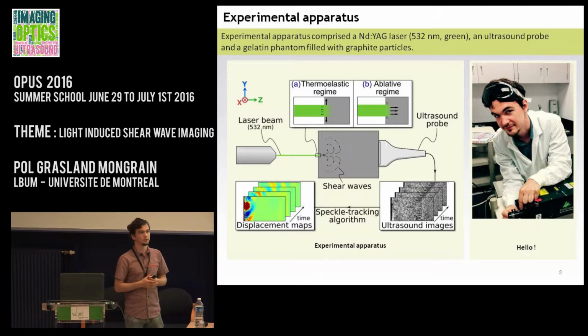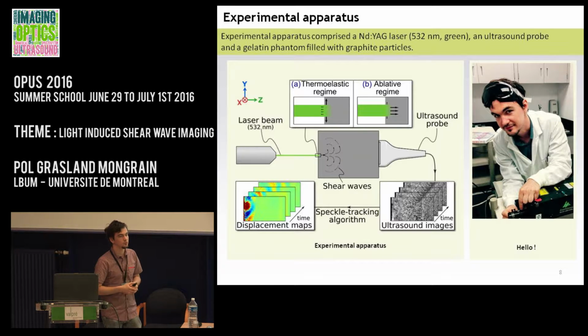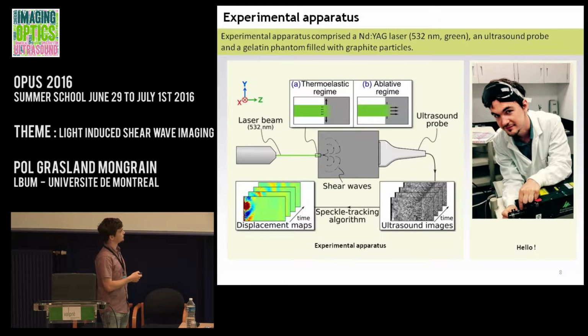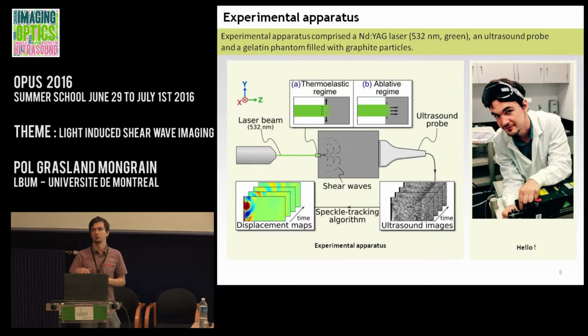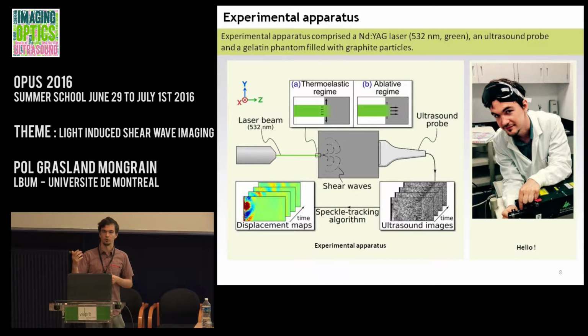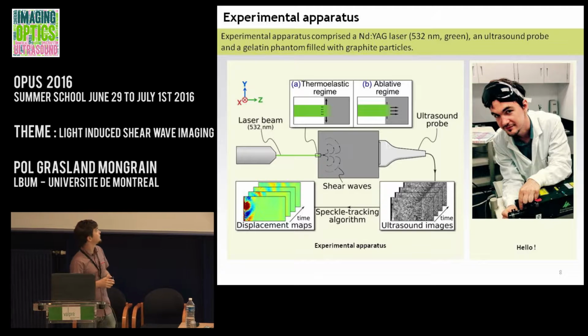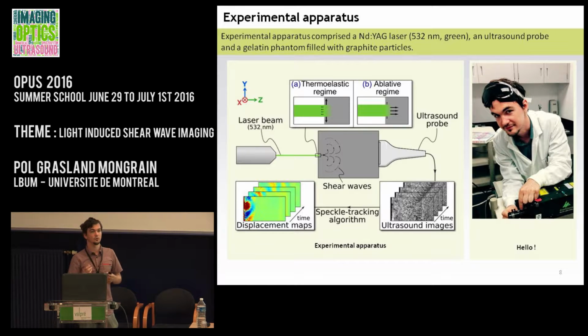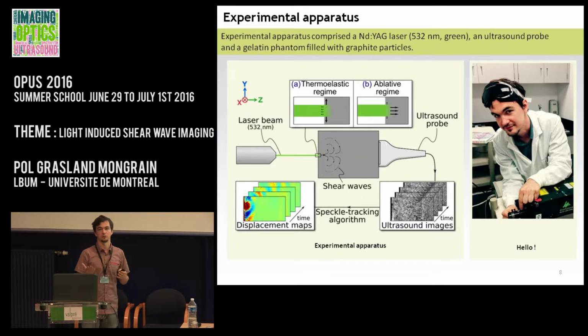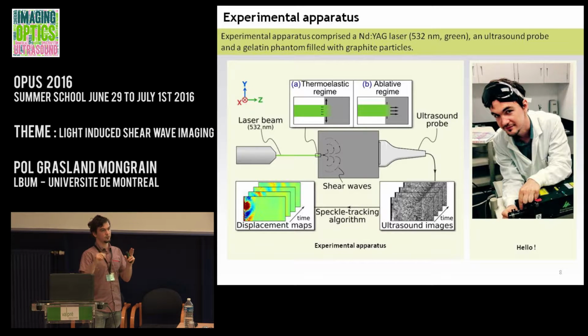There were some graphite particles. The graphite particles allow to have some speckle in the ultrasound image. Speckles are the small dots here. So we could find the displacement inside the phantom. And also the graphite particles were there to absorb the laser beam. If there were no graphite particles, the gelatin is transparent, so the laser beam would be transmitted without being absorbed.